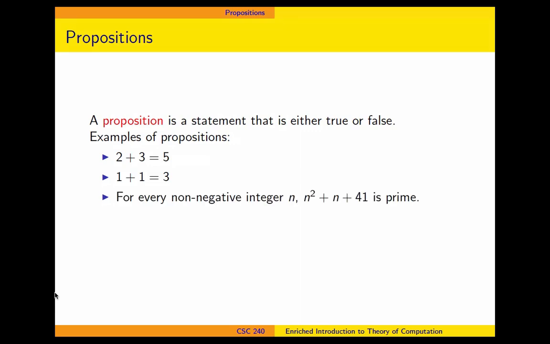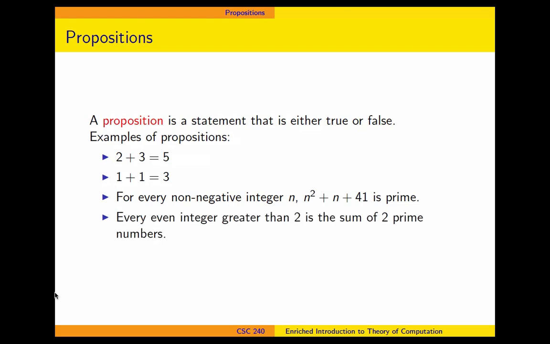Consider the statement, for every non-negative integer n, n squared plus n plus 41 is prime. This statement is false, but it is hard to tell just by looking at it. In fact, n squared plus n plus 41 is prime for all integers n between 0 and 39. But 40 squared plus 40 plus 41 is equal to 41 squared, so it's composite for n equals 40. Thus, the statement is false.